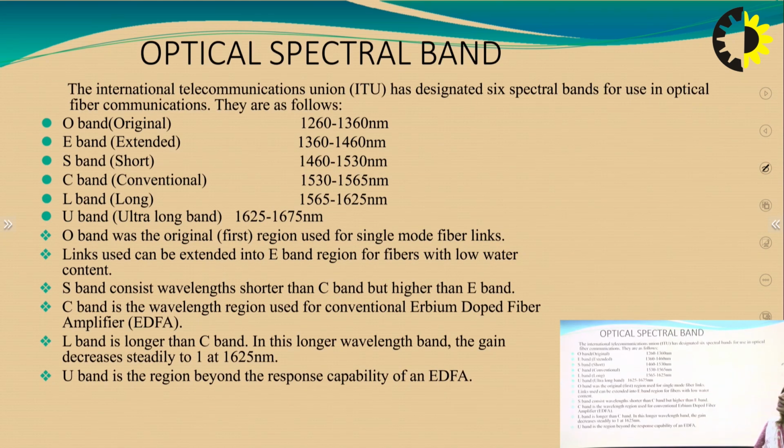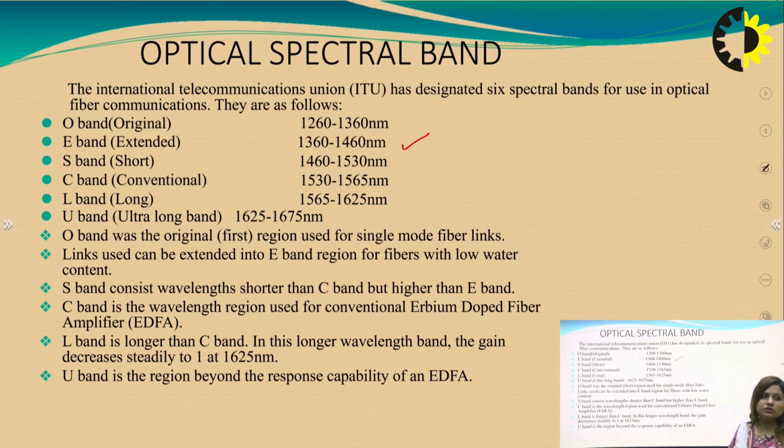Now we will discuss the optical spectral bands. There are various optical spectral bands in the spectrum. The International Telecommunication Union, ITU, has designated 6 spectral bands for use in optical fiber communication. Initially it had the O band only, that is the original band, which has a wavelength of 1260 to 1360 nanometer. Then we have the E band, called the extended band, which is 1360 to 1460 nanometer.